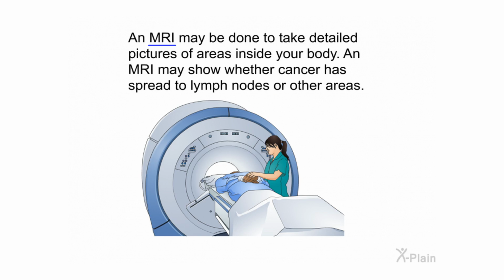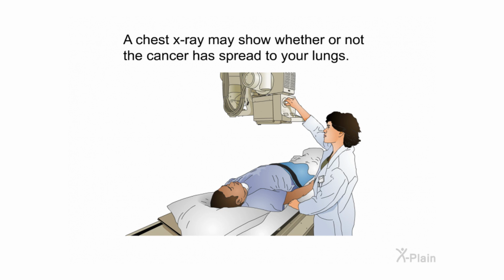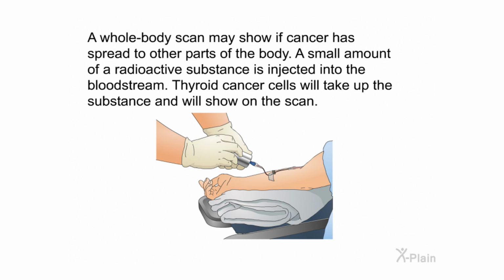An MRI may be done to take detailed pictures of areas inside your body. An MRI may show whether cancer has spread to lymph nodes or other areas. A chest X-ray may show whether or not the cancer has spread to your lungs. A whole body scan may show if cancer has spread to other parts of the body. A small amount of a radioactive substance is injected into the bloodstream. Thyroid cancer cells will take up the substance and will show on the scan.